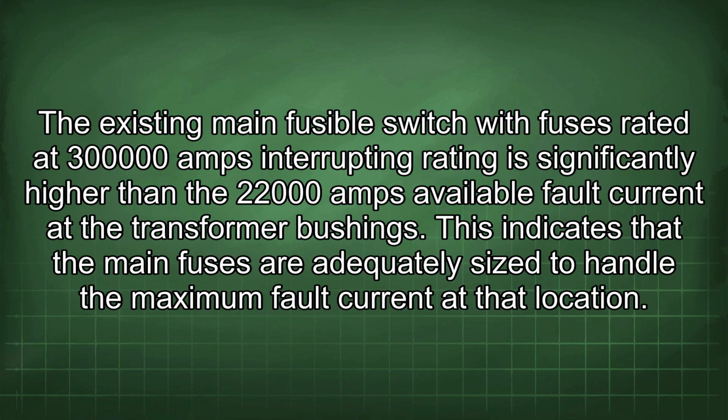However, this value serves as the starting point for determining whether the existing protective devices are sufficient. The existing main fusible switch with fuses rated at 300,000 amps interrupting rating is significantly higher than the 22,000 amps available fault current at the transformer bushings. This indicates that the main fuses are adequately sized to handle the maximum fault current at that location.